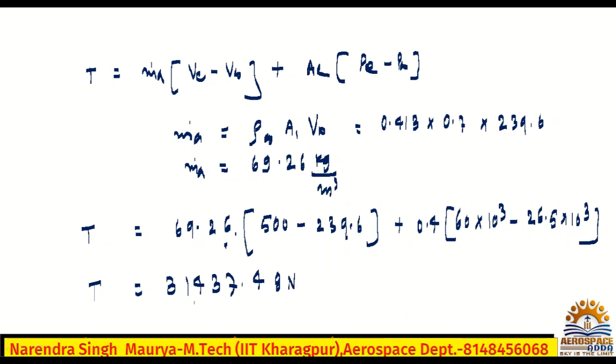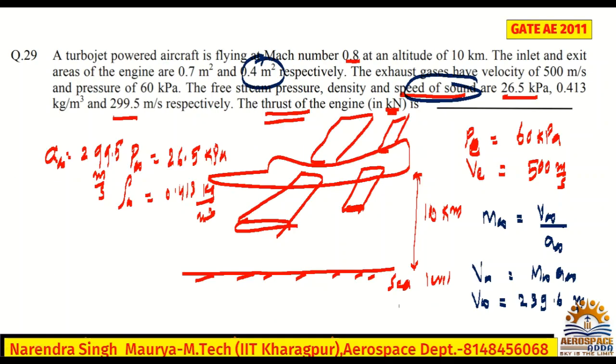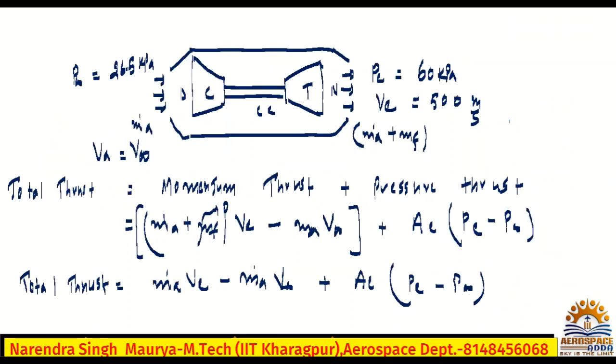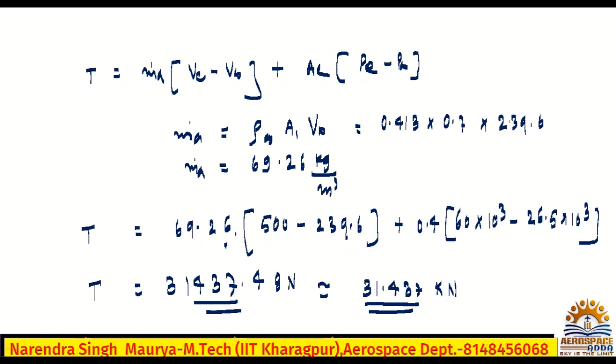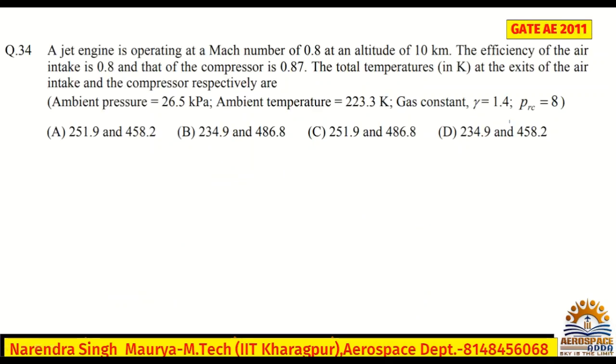Approximately 31,437 Newton, or you can write 31.437 kilonewton. Check. They are asking the thrust of the engine in kilonewton, so better you use the virtual calculator and write 31.43. This digit you have to fill, that's all. No need to write anything. Hope you understood this solution. Alright, it's very simple. Just finish within 2-3 minutes. You can finish this problem, no problem. Okay, simple. Now we'll go for the next problem.